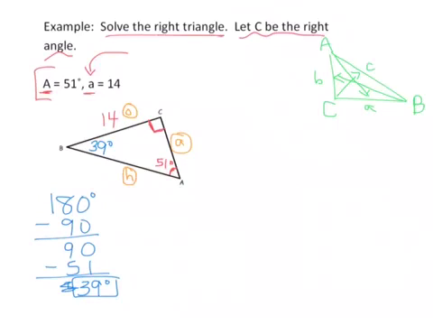Again, since I'm out of time at this point, I can't go over 15 minutes. We would use sine, cosine, or tangent now to find the missing sides of this right triangle. We'll talk more about this in class.